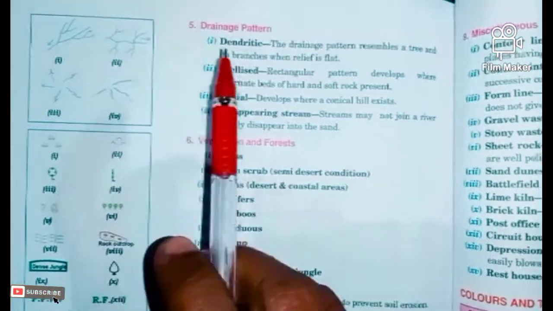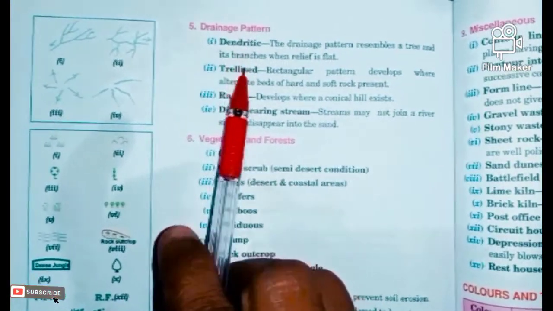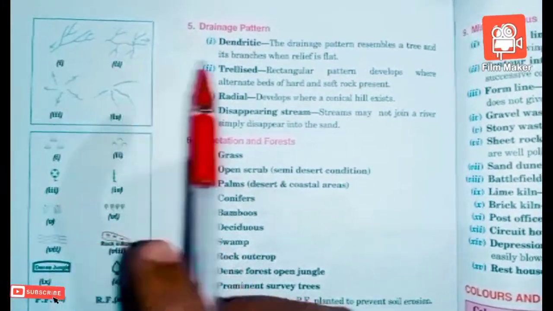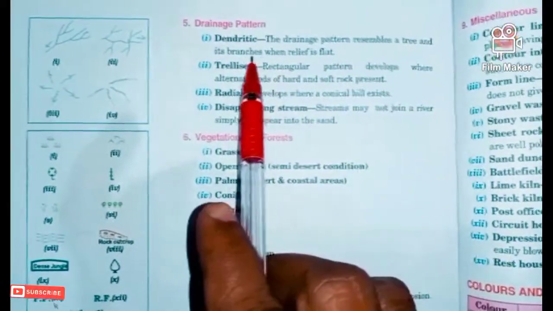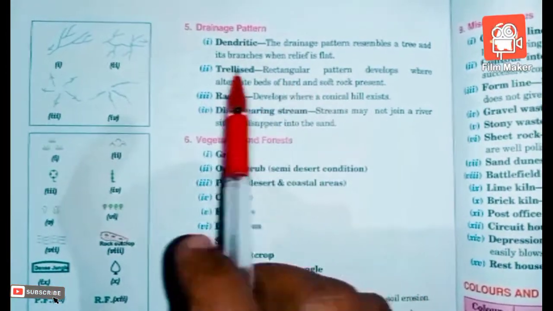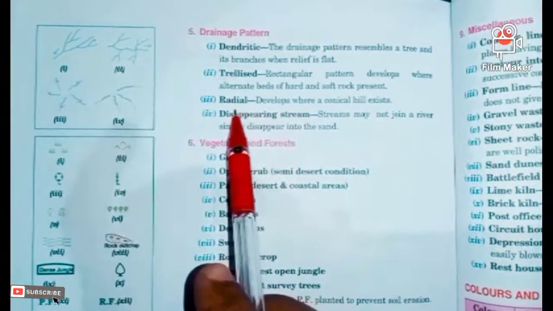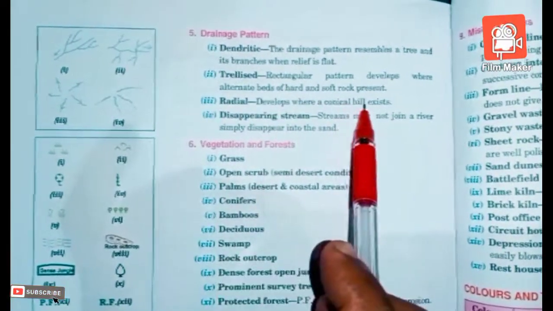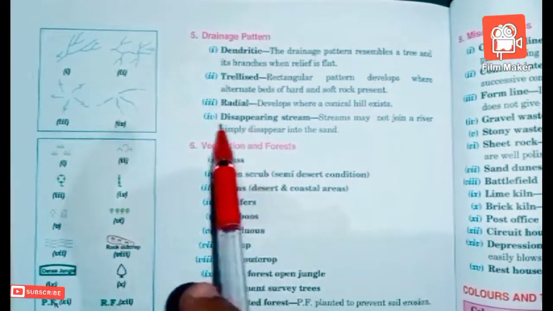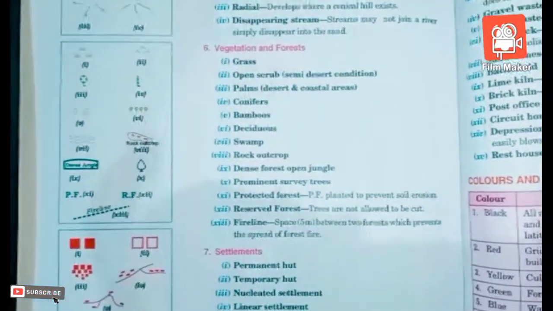Next, signs and symbols, the important ones. The first is the drainage pattern, and we have already studied these four patterns. The first is dendritic, that means a tree or branch type. Second is trellised, this means a rectangular one. You can try to find the rectangular ones. Third is radial, that means a spoke-type wheel. And fourth is disappearing, shown with dashes, where the streams are disappearing.